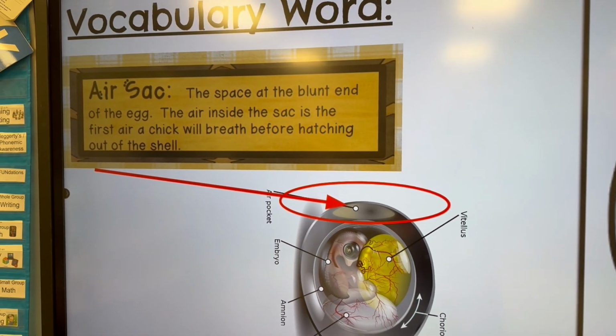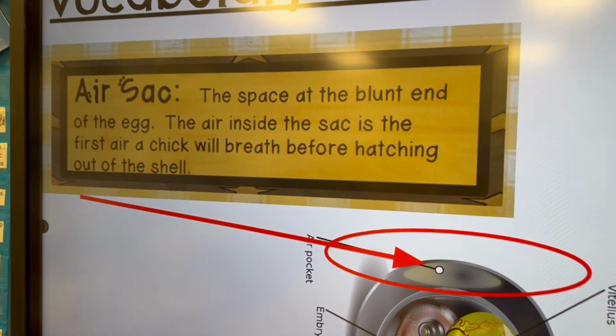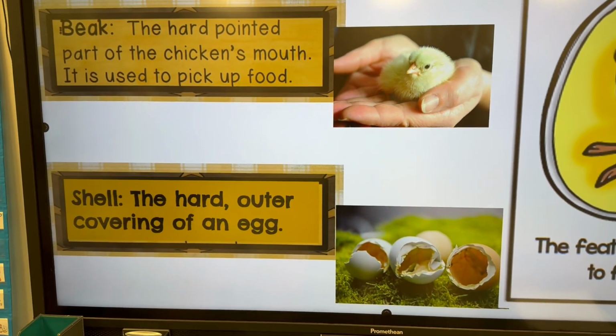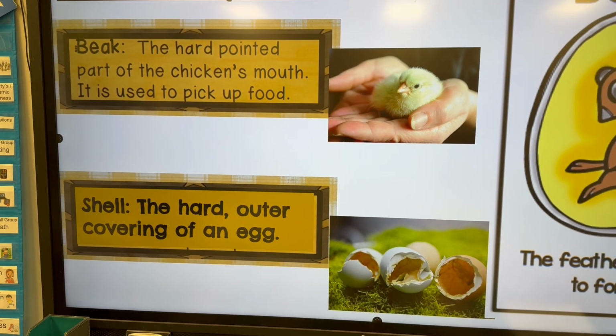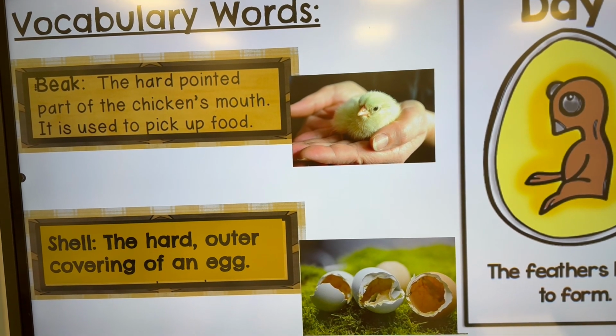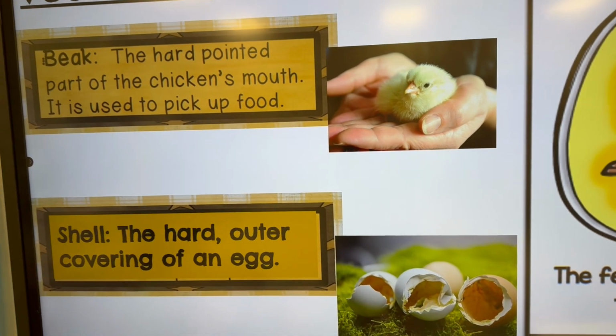On day 7, we learned about the air sac. And then yesterday, we learned the beak and the shell. This was from day 8. We learned about the beak of the chick and the shell of the egg. And then today, on day 9, this is what we're going to be learning about today.